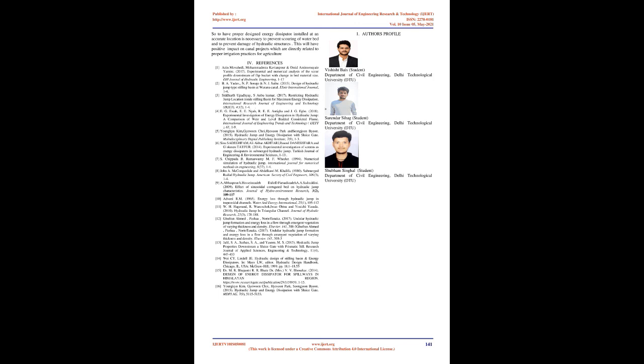Similarly, another experimental work shows that while using screens as a form of energy dissipator, the energy dissipation increases with Froude's number. And using double screen with efficiency 55% with regard to downstream produces maximum energy dissipation as compared to single screen and free jump. So a properly designed energy dissipator installed at an accurate location is necessary to prevent scouring of waterbed and to prevent damage of hydraulic structures. This will have a positive impact on canal projects, which are directly related to proper irrigation practices for agriculture.